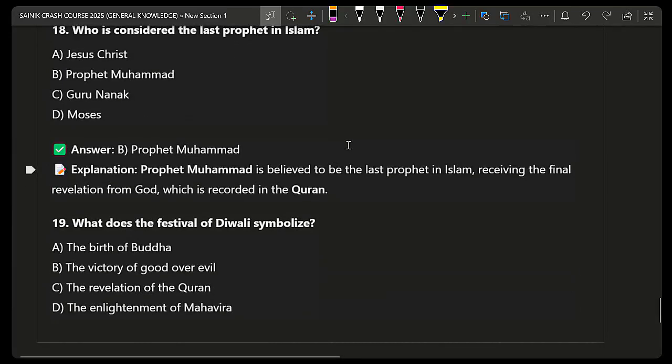What does the festival of Diwali symbolize? The birth of Buddha, the victory of good over evil, the revelation of Quran, the enlightenment of Mahavira.